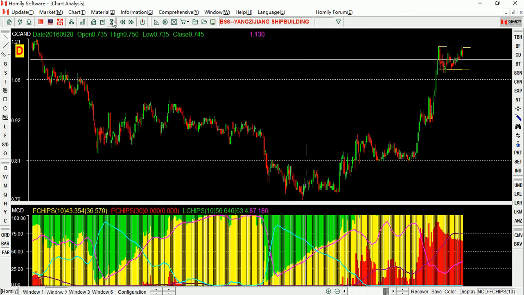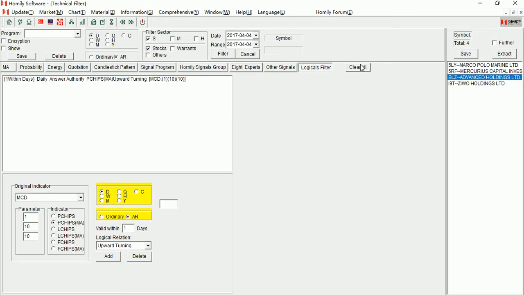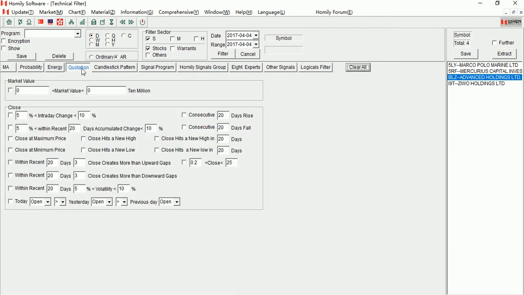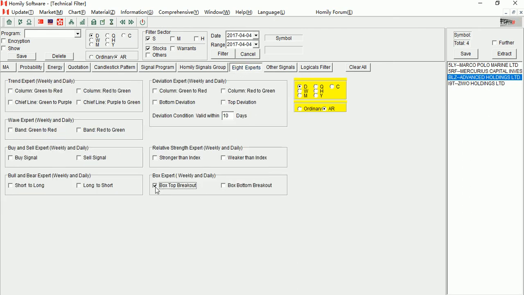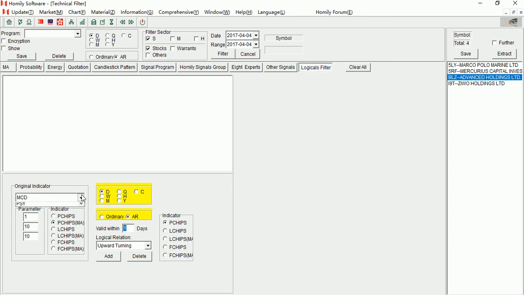Firstly, we click technical filter, then clear. The first one: quotation, close hits a new high in 20 days. Then box top breakout. The third one, click logical filter, change the original indicator to MACD.